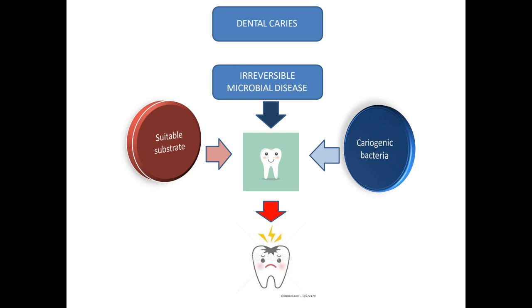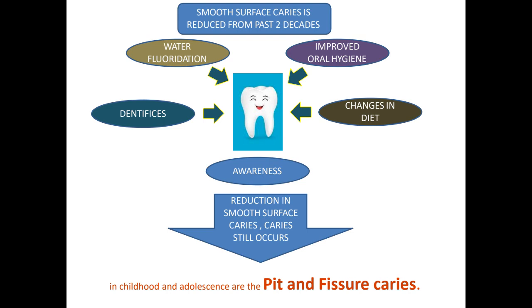Now, when we talk about the smooth surface caries, the prevalence of smooth surface caries has reduced over the past 2 decades. Various factors have been put forward for this reduction, especially of smooth surface caries. Those factors are the use of dentifrices, changes in the diet, improved oral hygiene by the person, as well as water fluoridation. And moreover, with all these factors, the awareness of the patient himself has helped to reduce smooth surface caries.